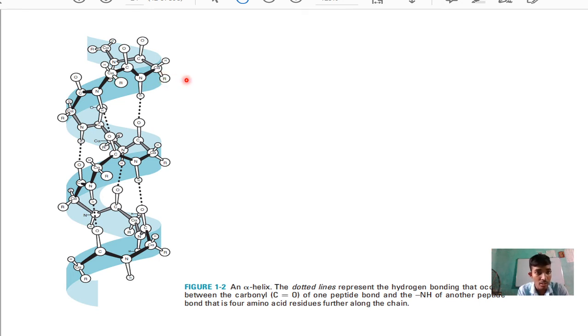It is R. This R extends outwards from the central axis. So you can see there are two features. One is that the NH and carbonyl groups are joined by hydrogen bonds, and another is the R, that is the side chain, which also extends outwards from the central axis. So that was the property of the alpha helix.